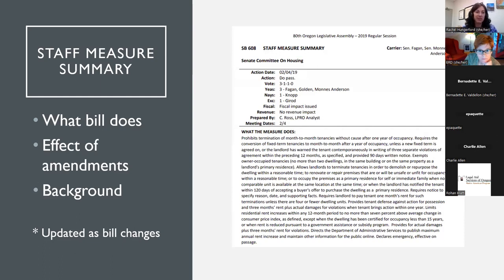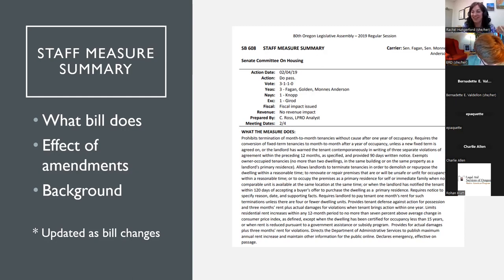Staff measure summaries can be useful depending on your issue. If your issue ties in some way to the overall purpose of the bill, then this could be a really helpful tool, because the staff measure summary is going to give a synopsis of what the bill does and a pretty good background on why this bill came about, what was the policy issue that was in mind.